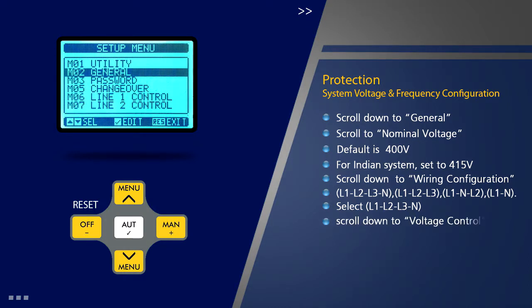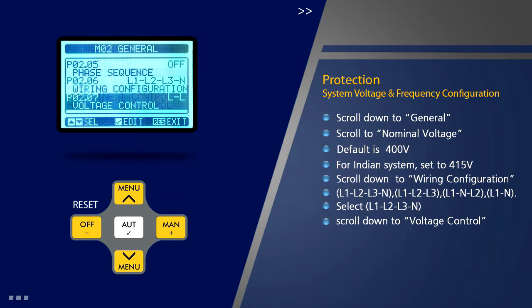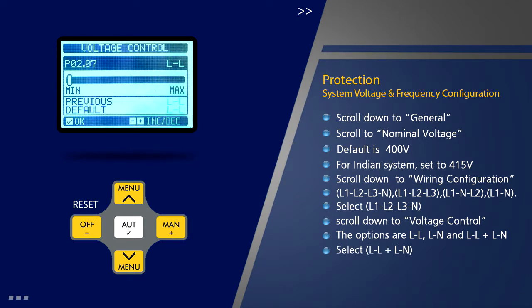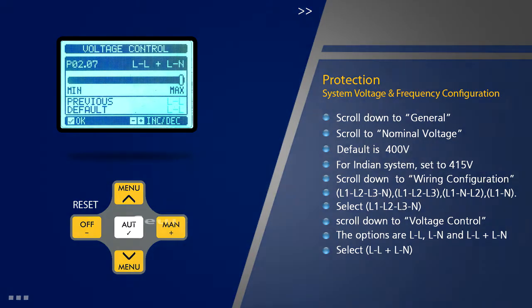Now scroll down to option 7, which is Voltage Control. The options available are LL, LN, and LL plus LN. Select the required configuration depending on site condition. For example, LL plus LN.